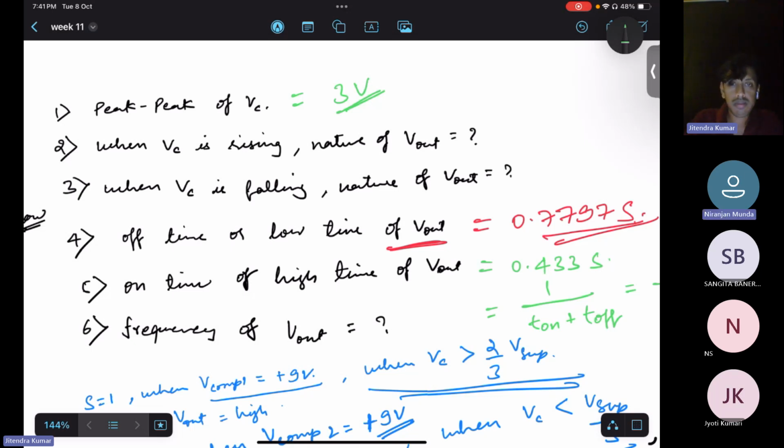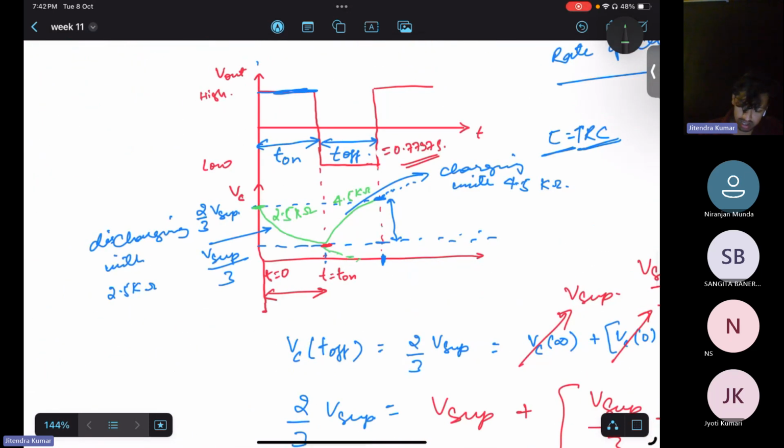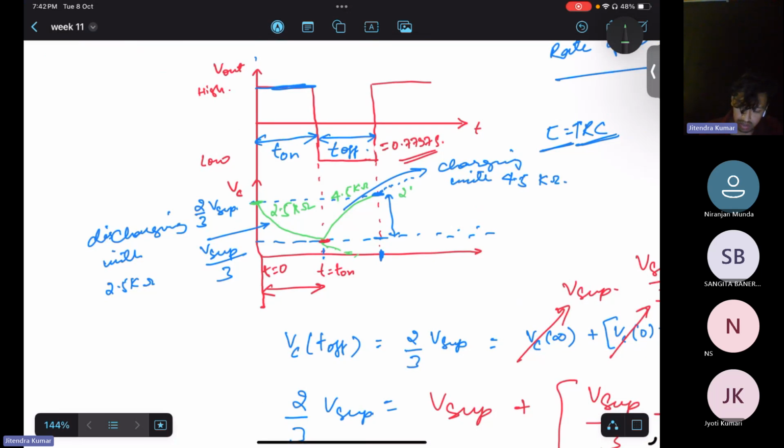Peak to peak value, we see. Okay, so you see the waveform here. So see, this is the peak to peak value, right? So 2 by 3 V supply, and here V supply by 3. So this much is only peak to peak, isn't it? So it is charging till 2 by 3 of V supply, discharging till 1/3 of V supply. So the difference is the peak to peak.